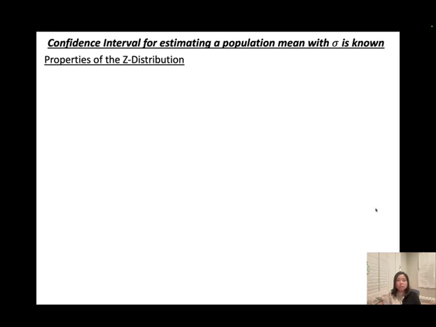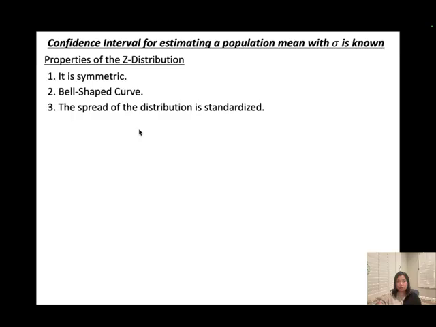Confidence interval for estimating a population mean when the population standard deviation is known. So this is going to be given, and we'll be using the Z distribution, just like in chapter 6. First, what is a Z distribution? It is a symmetric, bell-shaped curve, and the spread of the distribution is standardized. Right? This is the Z distribution.